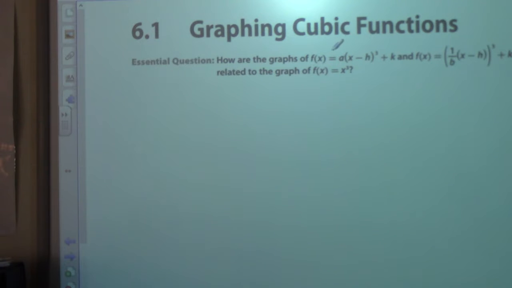So basically this whole formula is similar to the ones we did for absolute value functions and quadratic functions, but we're applying the same principles of transformation to a cubic function. So you're going to see a lot of the same patterns from the other types of transformations we did. You remember what they are?